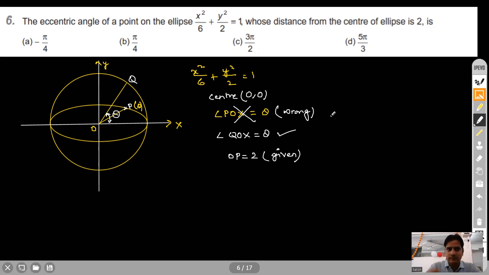So if you see, the coordinates of P we can write as A cos theta. And what is A? Here A square is equal to 6 and B square is equal to 2, right? So any point on the ellipse, I can assume it as A cos theta, B sin theta. That means from here we get A as root 6 and B as root 2. As of now, we write A cos theta comma B sin theta, and we will put the values later on if required.